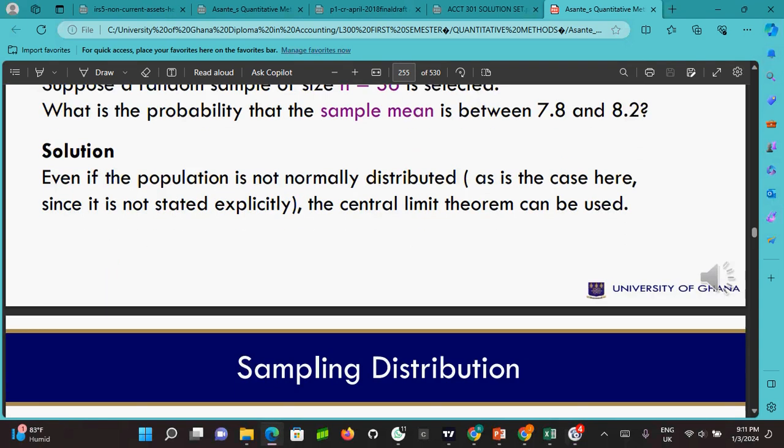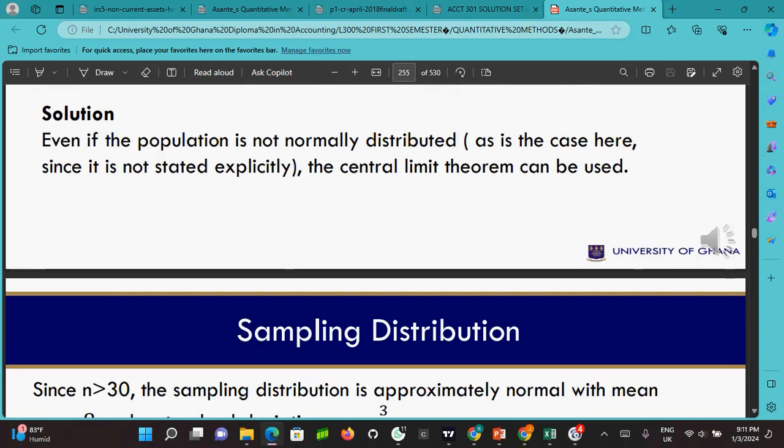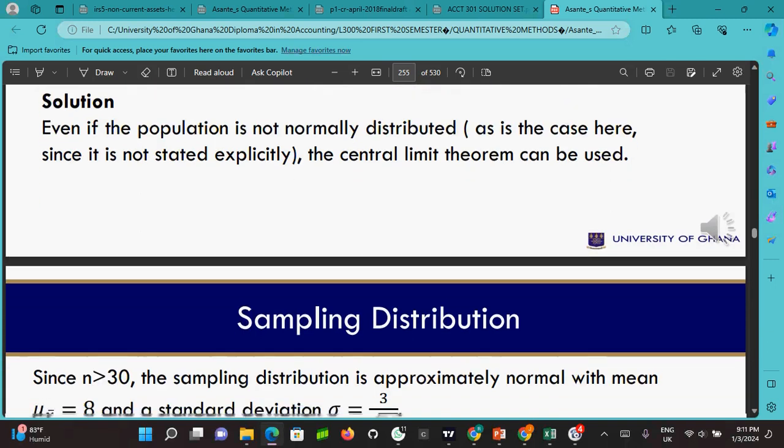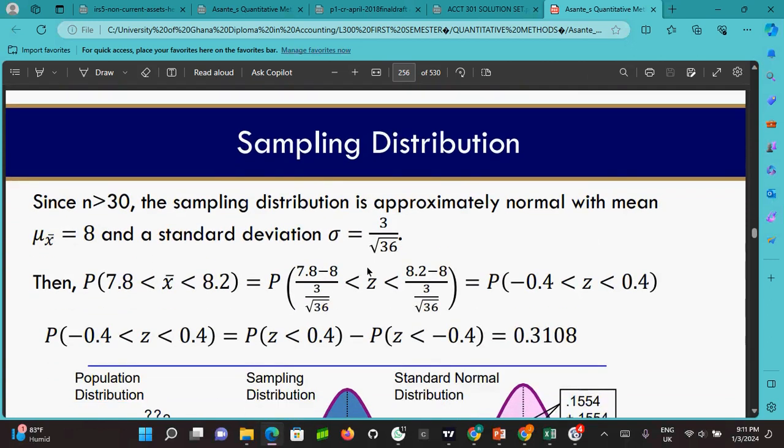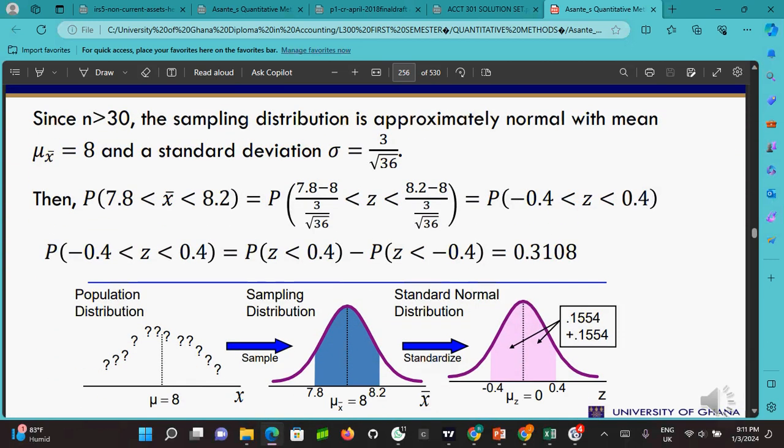So I think that even if the population is not stated to be normally distributed, since it is not stated explicitly, the central limit theorem can be used. So that's what they've used here. So what we did is the same thing Maya was asking.